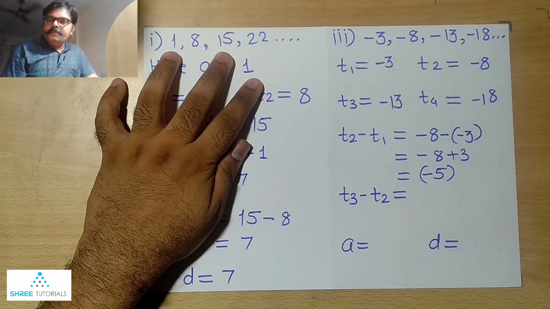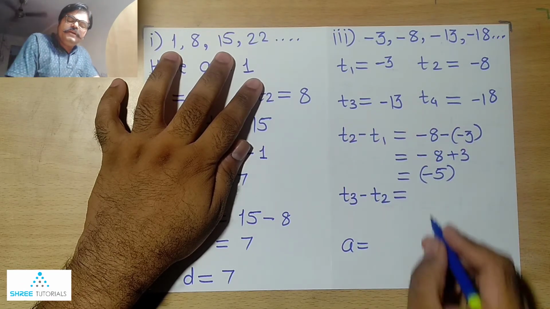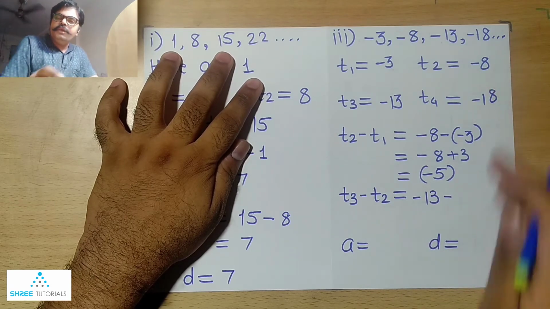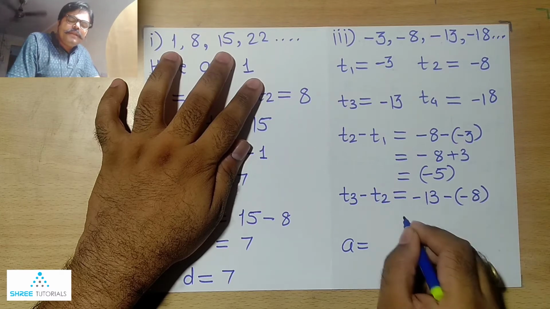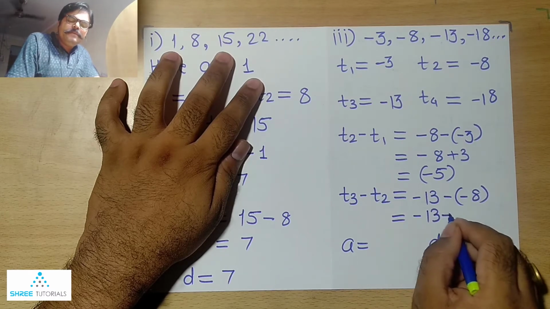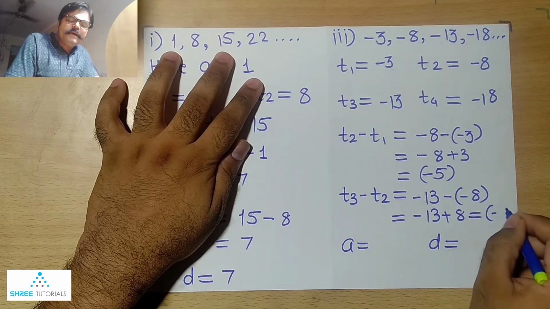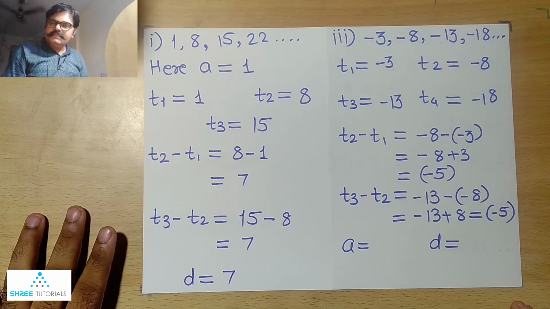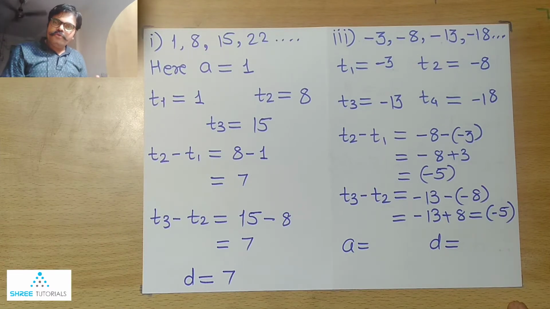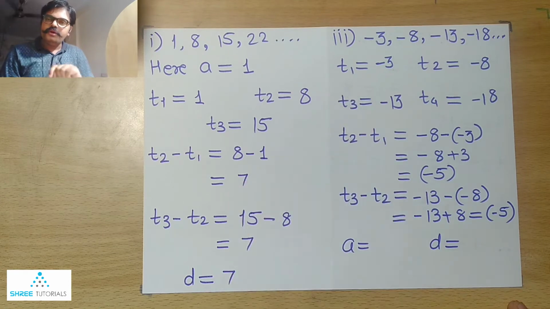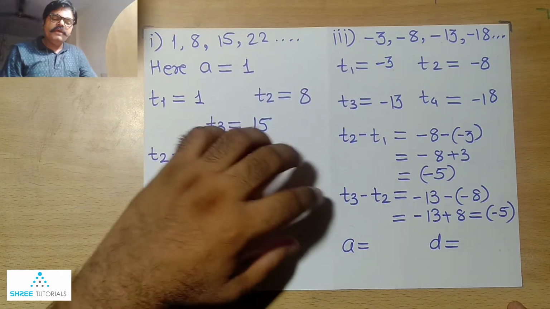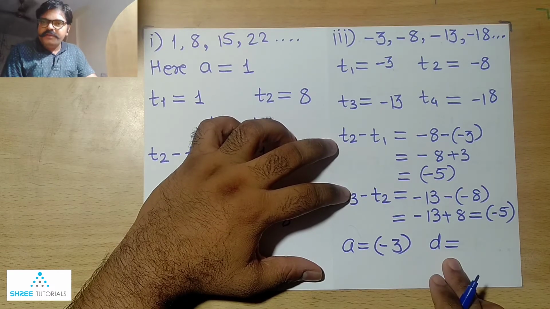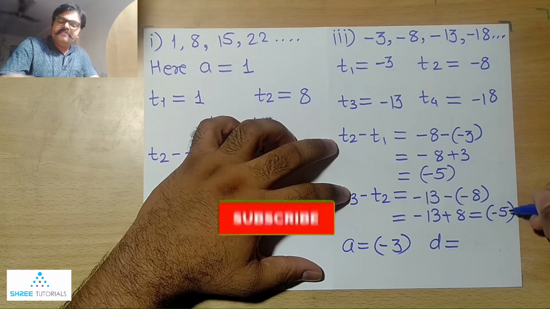Okay, so T3 minus T2. T3's value we mentioned earlier was minus 13, minus T2. T2 was actually equal to minus 8. Now again over here, minus 13 plus 8, what we can have is minus 5 itself. Now based on such calculation, we can consider that a, that means the first term from our given sequence, given this arithmetic progression, we can have it to be minus 3, and d, that means the common difference, we can have it to be minus 5.